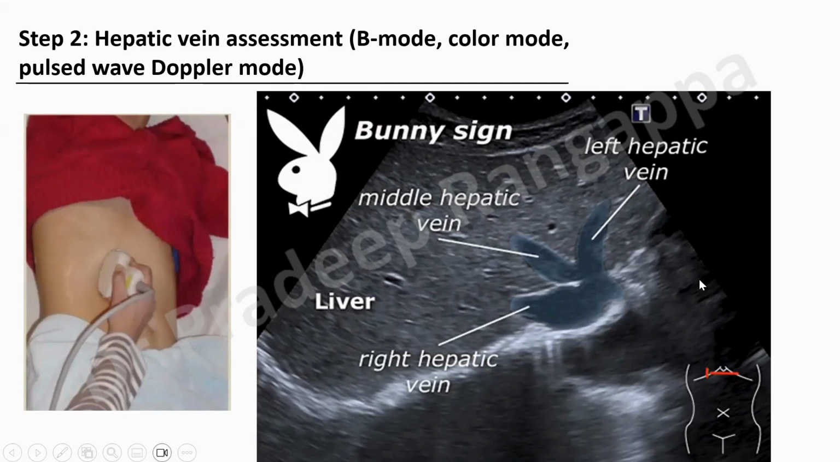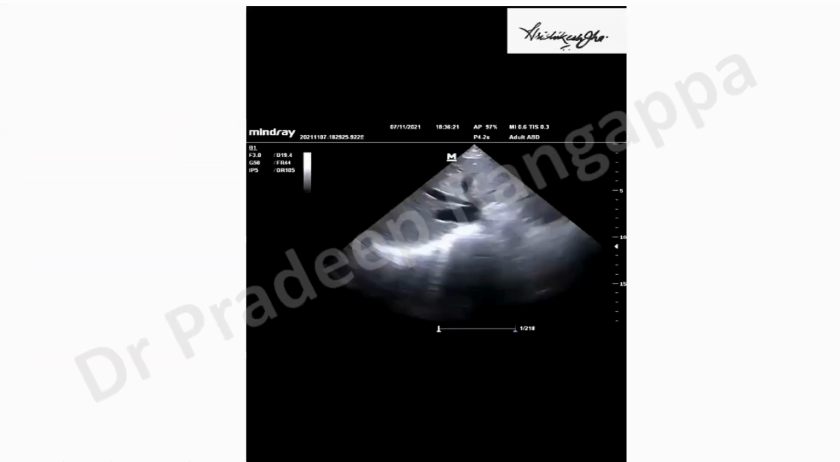And the best way to see is to ask the patient to take a deep breath, and the hip has to be flexed and the knee has to be flexed. This is the best position. Don't try to look at these veins in someone who is lying down flat, because sometimes it may not be very easy. But the hepatic vein amongst the VExUS is the easiest to see.